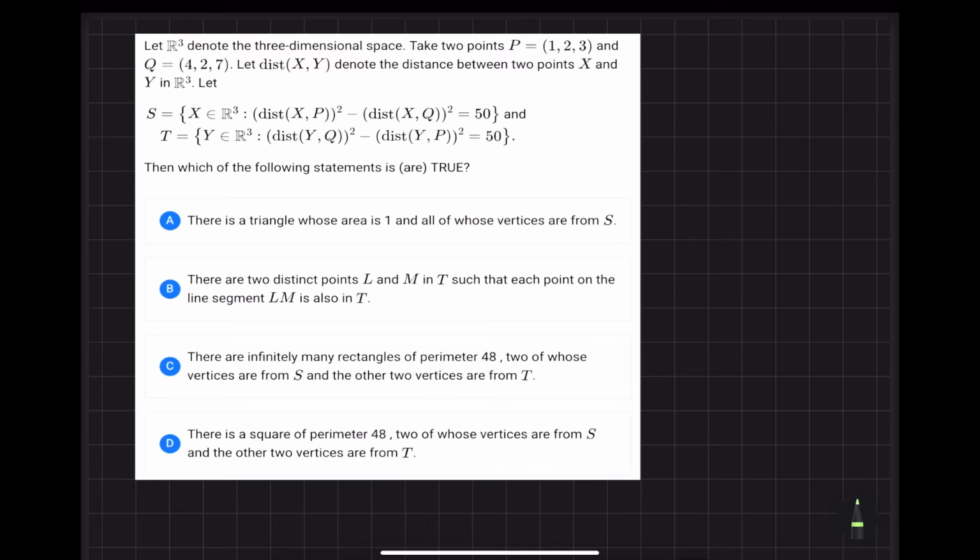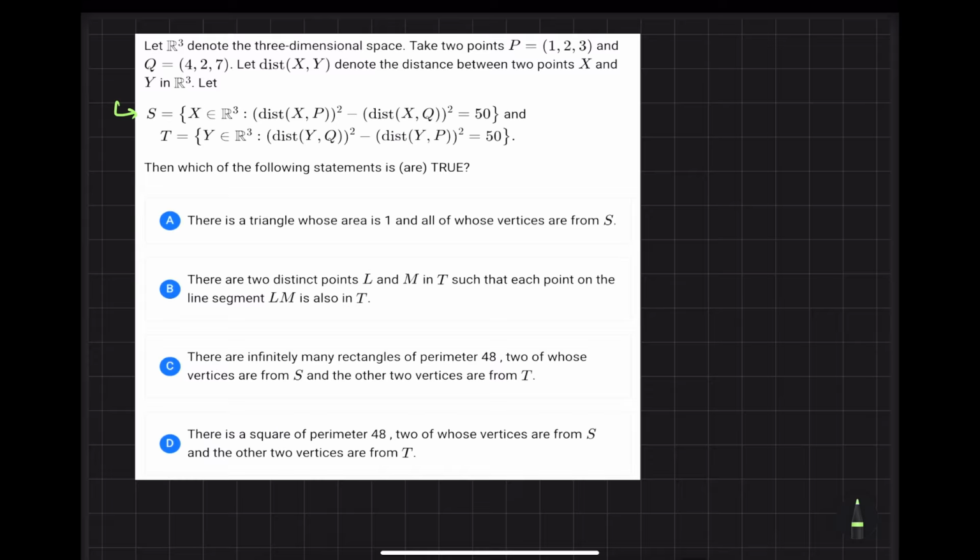So, we got a wholesome new problem which says: let R cube denote the three-dimensional space. Let's take 2 points. So we have point P and we have point Q. Let dist(x, y) denote the distance between the points x and y in R cube.